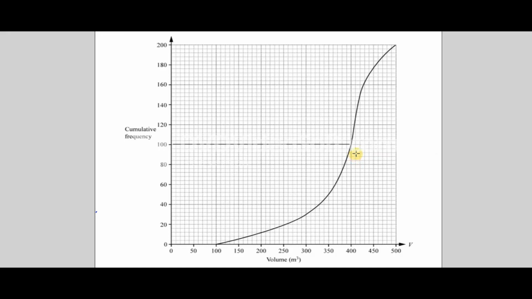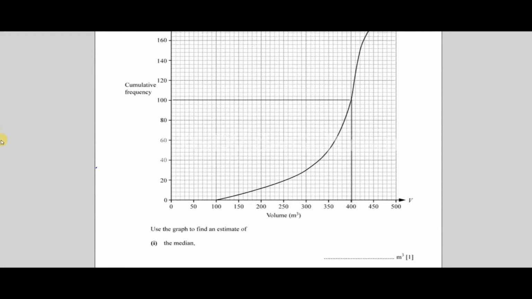Otherwise you lose lots of marks for the rest of the question, because it's all based on it being 200. Now, we see where the 100th student hits the curve, and then you see what the estimate is. The estimate looks like it's 400, so that means the median value is 400. The estimate of the median is 400.